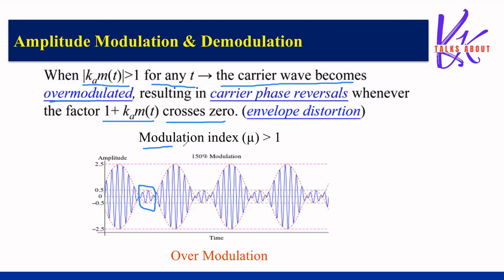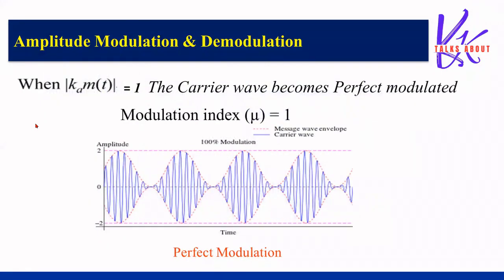So that is, indirectly we are saying that if the modulation index, that is Ka into Am, is greater than 1, then the wave will be over modulated. Next comes exact modulation. In exact modulation, if Ka into m of t equals 1, the carrier wave will become perfectly modulated. That means if your modulation index is equal to 1, then you will get a perfect modulation.